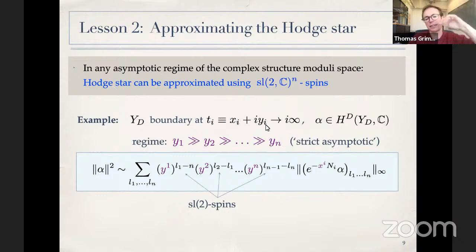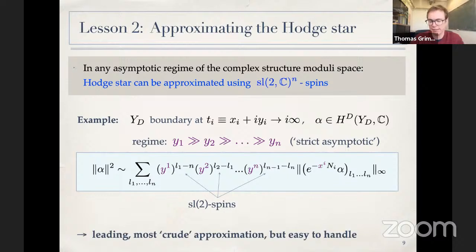Okay, I realize that it's not easy to understand this expression on just looking at it once, but the important message to get across is that in every asymptotic regime, we now understand how the Hodge norm behaves, how it scales with the moduli, the leading scaling. And this is in fact very non-trivial, as I will explain in the next slide. This is the leading most crude approximation, but it's very easy to handle. It's just polynomials. You have to deal with polynomials.